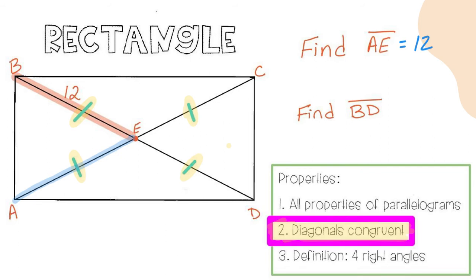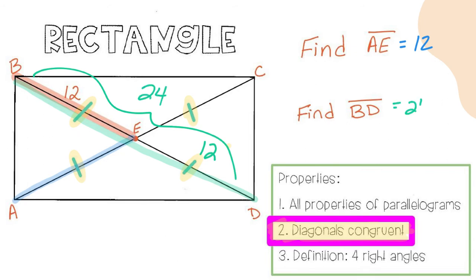And then I want to find BD, and BD is this whole length right here. And so I know that BE is 12 and ED is 12. So if I'm looking to find the length of the whole thing, 12 plus 12 will give me 24.